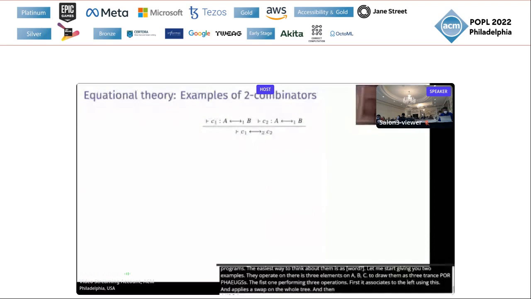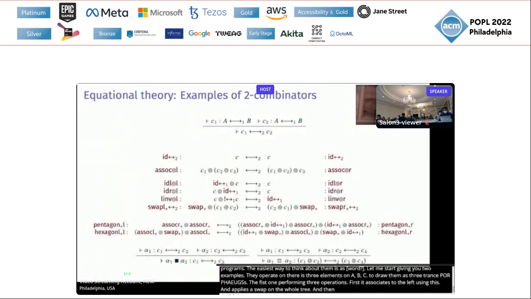Well, we'll write a judgment which says that if we have two combinators C1 and C2 between the same types, we can judge whether they are equal. And it turns out, just like the lambda calculus is very simple, it has beta eta equations, but this language has so many combinators. There are lots of equations. So I'll give you some examples of these.